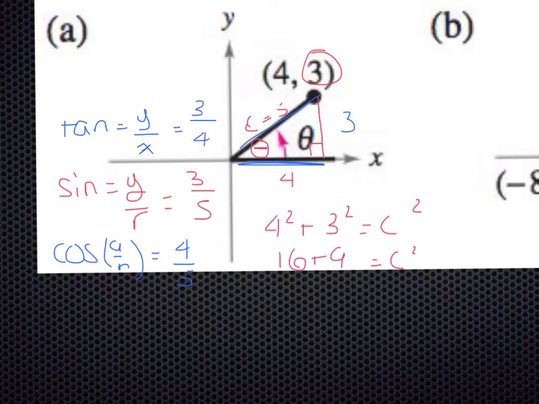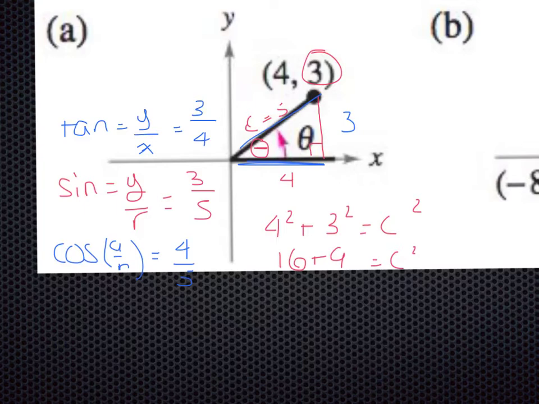And now I'm going to use the concept of reciprocal identities to answer my reciprocal functions. I just think it's easier to do it that way. You don't have to do it that way. You can use the definition of r over x, r over y, x over y. I don't care which one you use. It's all getting to the same solution.